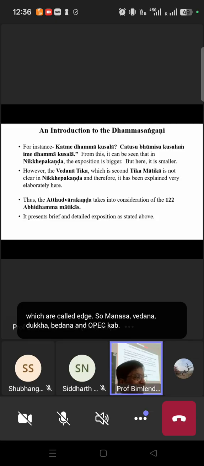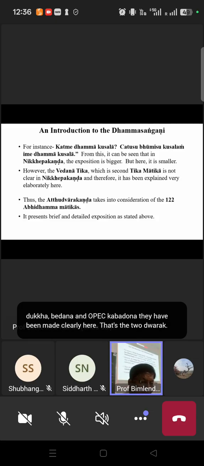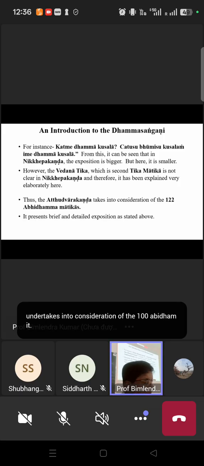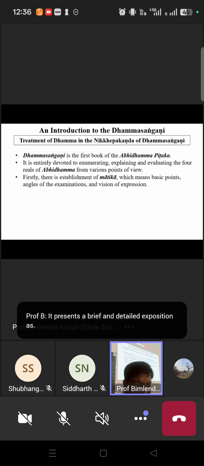They have been made clear here. Thus, the Atudwar Kand takes into consideration the 100 of Dhamma Matika. It presents a brief and detailed exposition as is stated above.